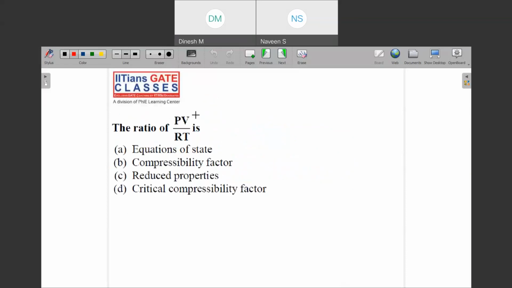Next question. The ratio PV upon RT is, what is this ratio? Z is equal to PV upon RT. We have seen this is the compressibility factor, and this value is equal to 1 for whom? Ideal gases. Okay.